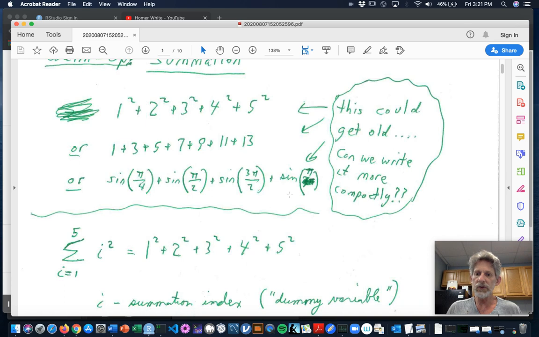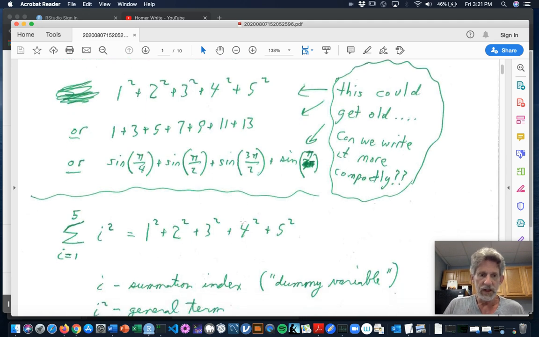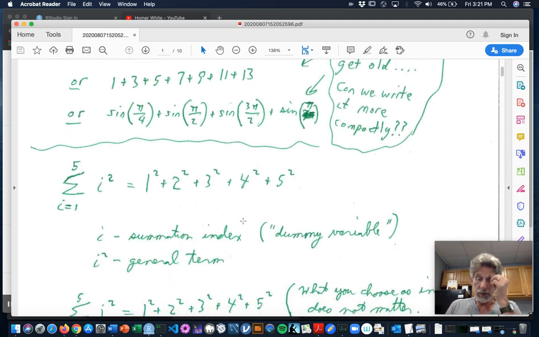Is there a way to write down things more compactly? You're going to want that if you're adding up more than just a few things. What if you're adding up 40 or 100 or even an indefinite number of terms? There's got to be a shorter way to write out a patterned summation. So let me show you how we do it in math.